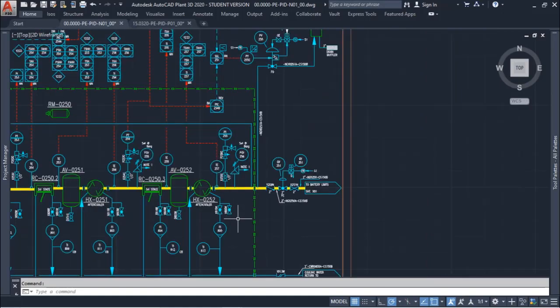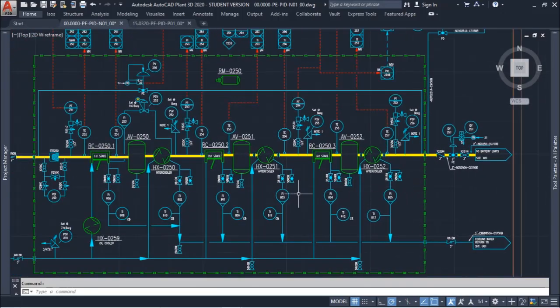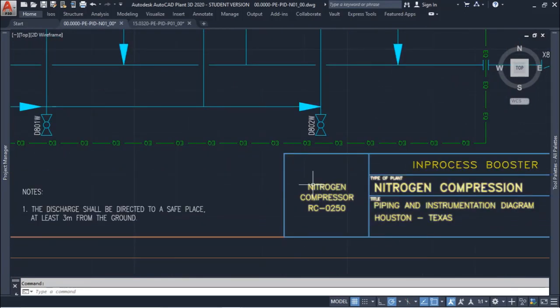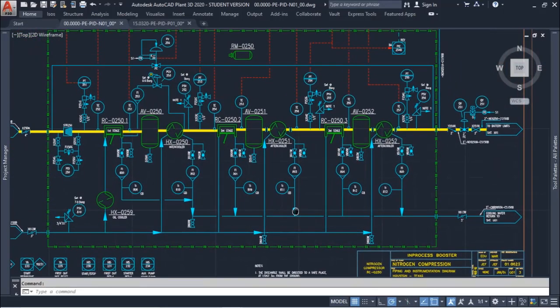And to clarify what we have here, it is a nitrogen compressor. So we have the identification of the sheet in the stamp here. We have the tag of the equipment also, and in this case we have a reciprocating compressor with 3 stages of compression, and we have also an aftercooler for each stage.